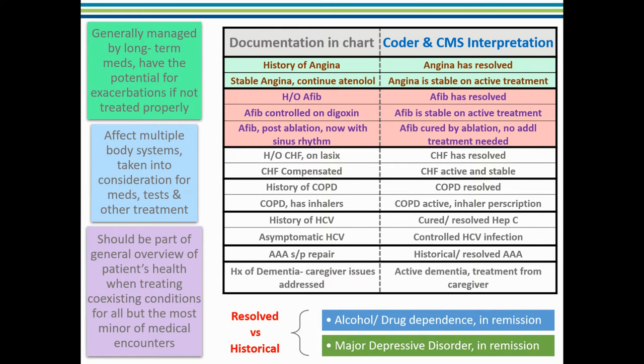The first area is active diagnoses that are stable or controlled or where there's ongoing treatment or management. That is the treatment or management, not necessarily at that visit as well. These include chronic ongoing conditions like diabetes, CHF, COPD, AFib, and stable angina. CMS actually offers some specific guidance here as well, stating coexisting conditions include ongoing conditions that are generally managed by ongoing medication and have potential for acute exacerbations if not treated properly.